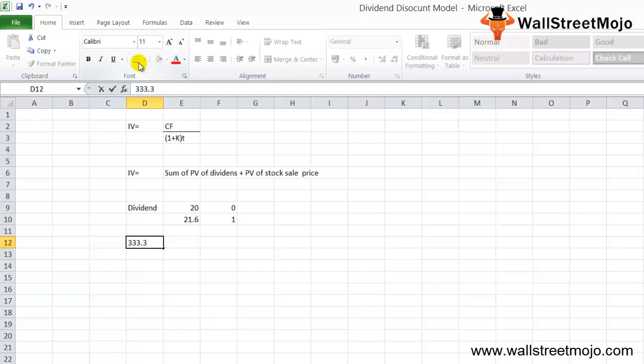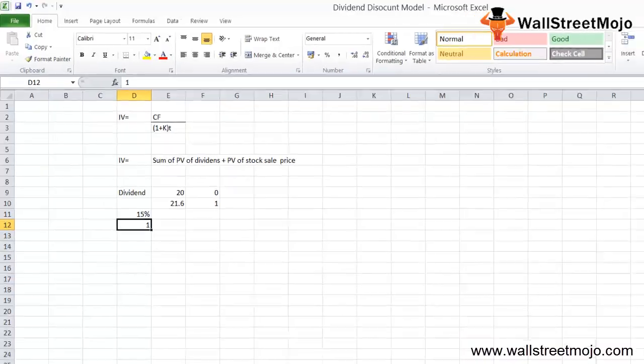So the first step is you find the present value. That is, you will divide 20 by 1 plus K, where 15% is our discount rate in this particular case. So I'll show you the whole calculation. How does it work? First, you find the intrinsic value of 20, that is the dividend for the first year, then the dividend for the second year, and in this example they come out to be around 17.4 and 16.3 for the first and second year. So let's see how the calculation goes.